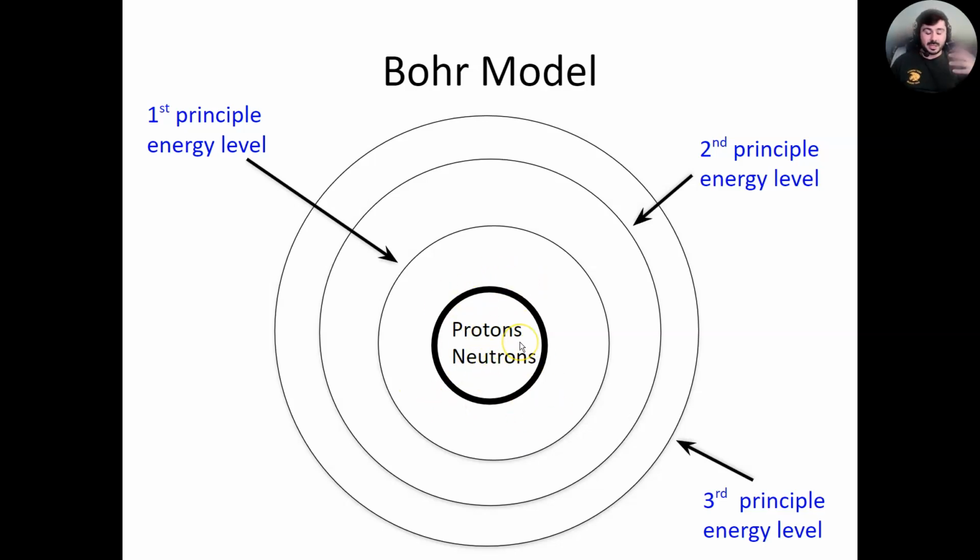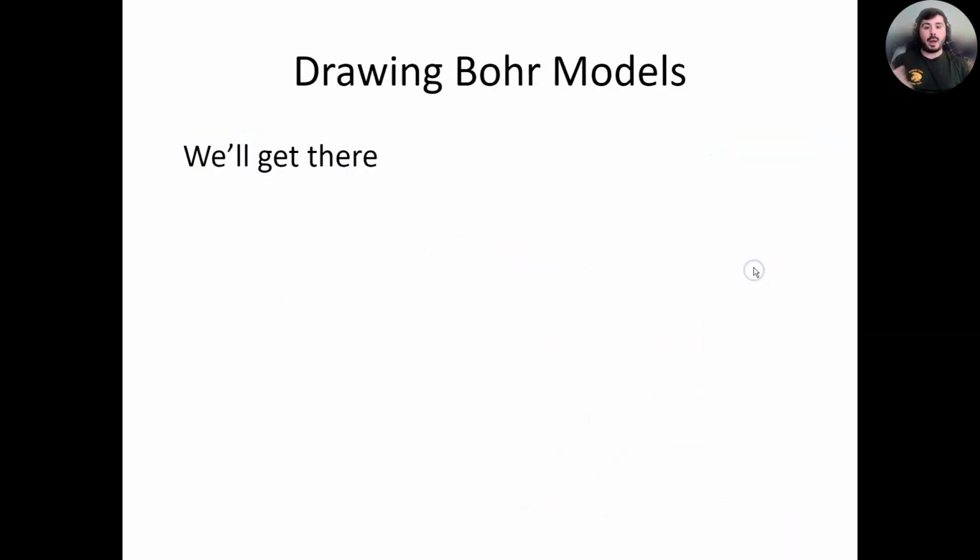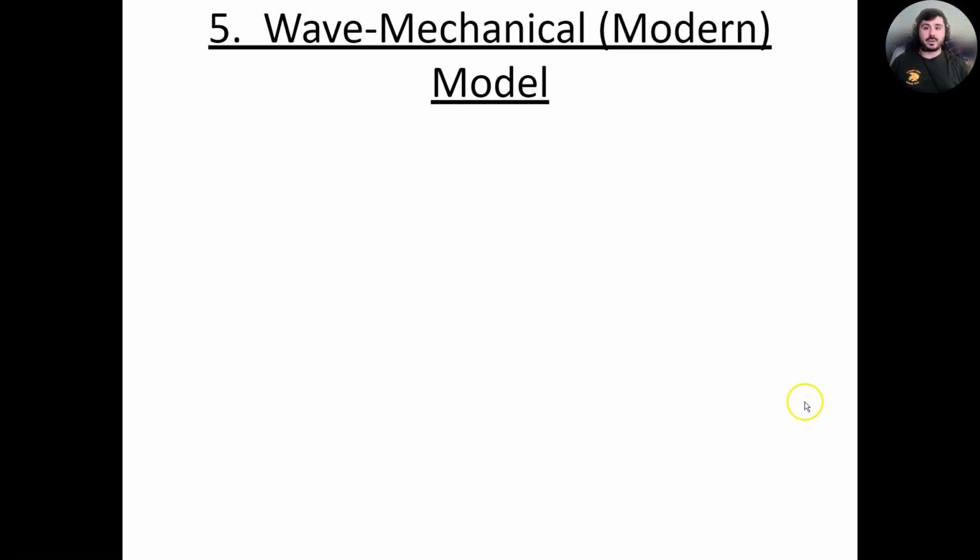You can almost think of this as a planetarium, where you've got the sun in the center and all the different planets orbiting the sun. You can think of this as the nucleus in the center and all the electrons orbiting the nucleus at different energy levels. We'll talk more about drawing and more about Bohr models themselves later on this chapter as well as next chapter.